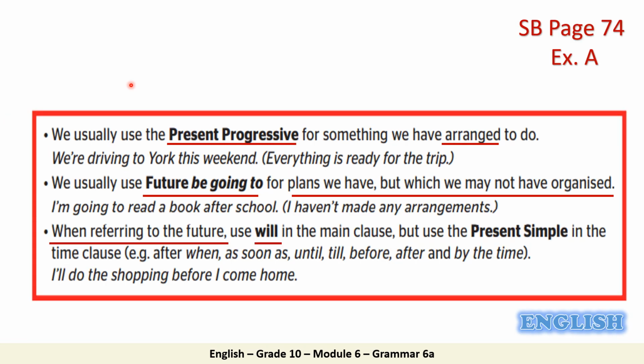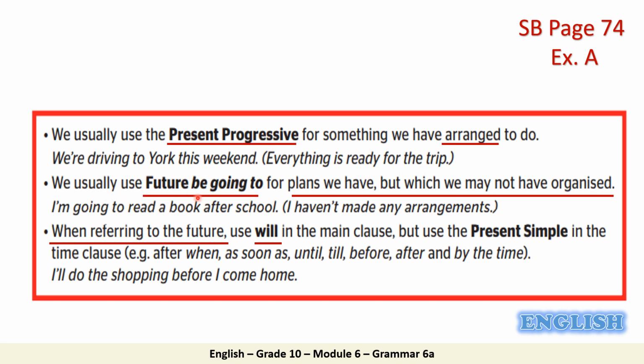Now let's look at our student books, page 74, exercise A. We have information that we need to underline. First of all, we usually use the present progressive for something we have arranged to do. For example, we're driving to New York this weekend. Everything is ready for this trip. We made a plan for it.